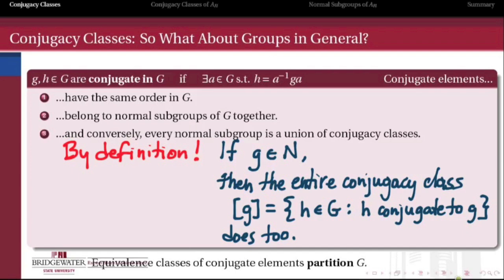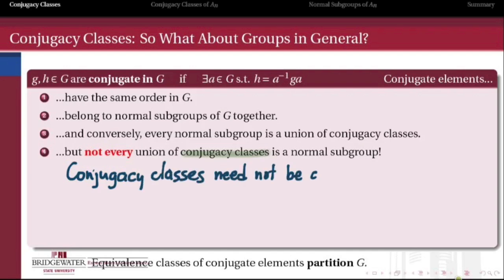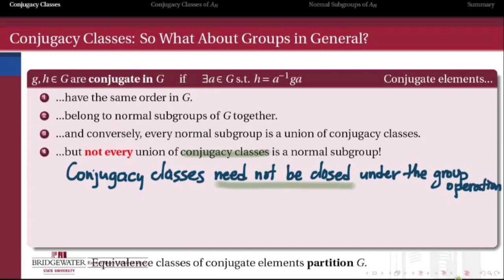So this seems to forge a very strong link between conjugacy classes within a group and the normal subgroups of that group. But be very careful, because the converse is not necessarily true. If I just stick together a bunch of conjugacy classes, I don't necessarily get a normal subgroup inside my group, for a variety of reasons, one of which is that conjugacy classes need not be closed under the group operation. In fact, in general, they're not going to be closed under the group operation.